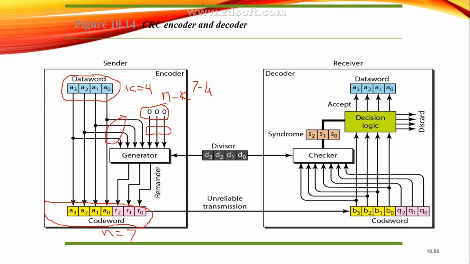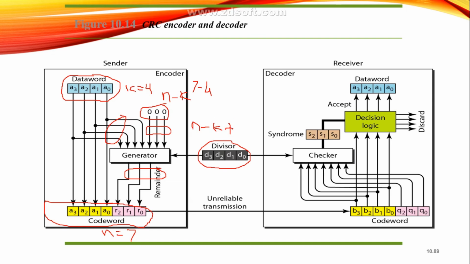The generator has a 7 bit input, whereas the output is 3 bits. This n bit result is fed to the generator, and the generator uses a divisor. You can see it uses a divisor of size n minus k plus 1.